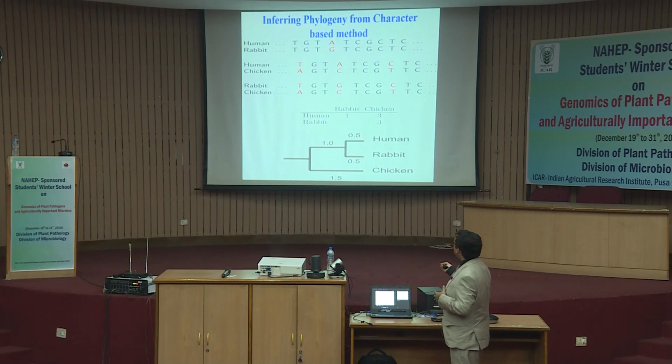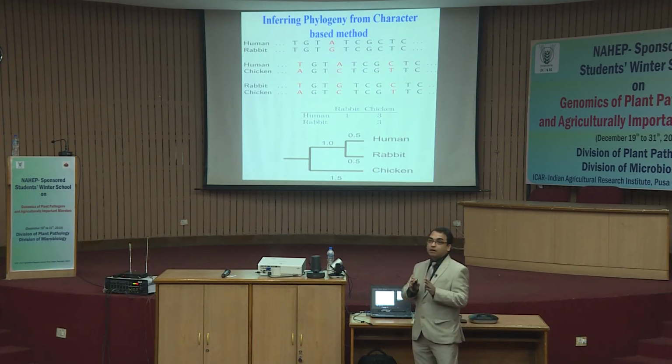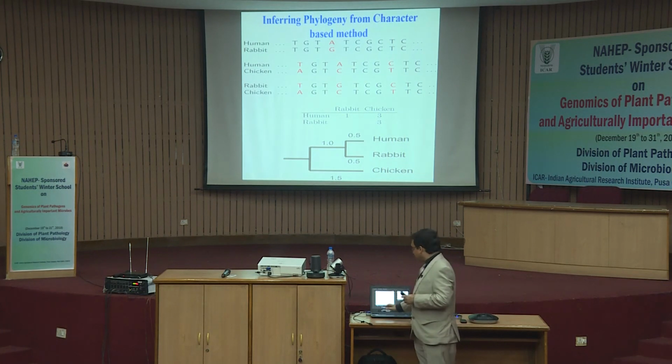So, you take human and rabbit 0.5, 0.5. So, this is the 1. So, you divide that and then you join with the chicken. So, this is 1.5 and 1 and this 0.5, that means 1.5 and 1.5 is 3, human and chicken is 3, then rabbit again 0.5, 1 and 1.5, again rabbit and chicken 3. Okay. So, in that way the character based approach generates the tree.